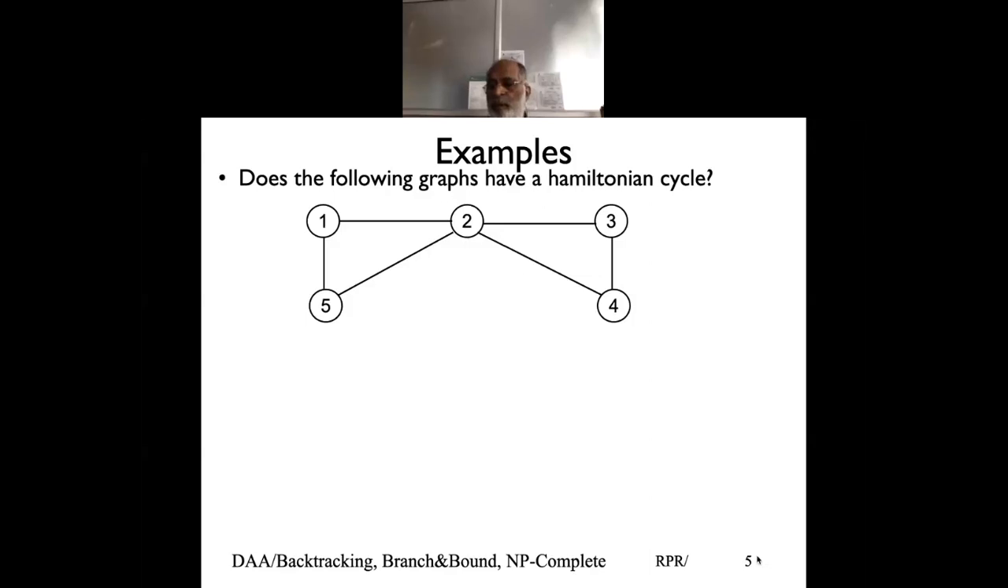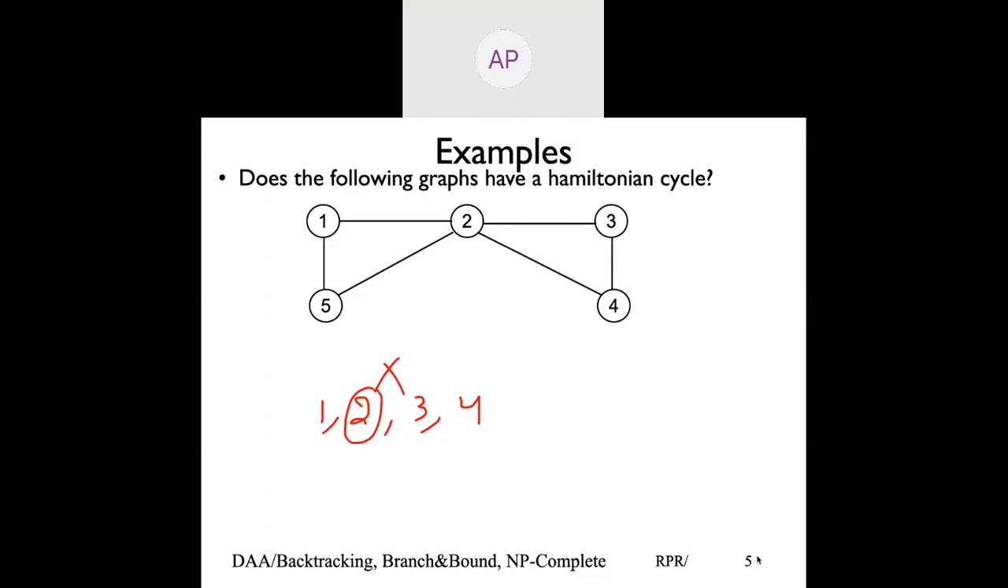Tell me, what is the Hamiltonian cycle? 1, 2, 3, 4. So you can say 1, 2, 3, 4. After that, you come back to 2, which is not what we wanted, because we don't want to visit the vertex again. So in this graph, there is no Hamiltonian cycle.